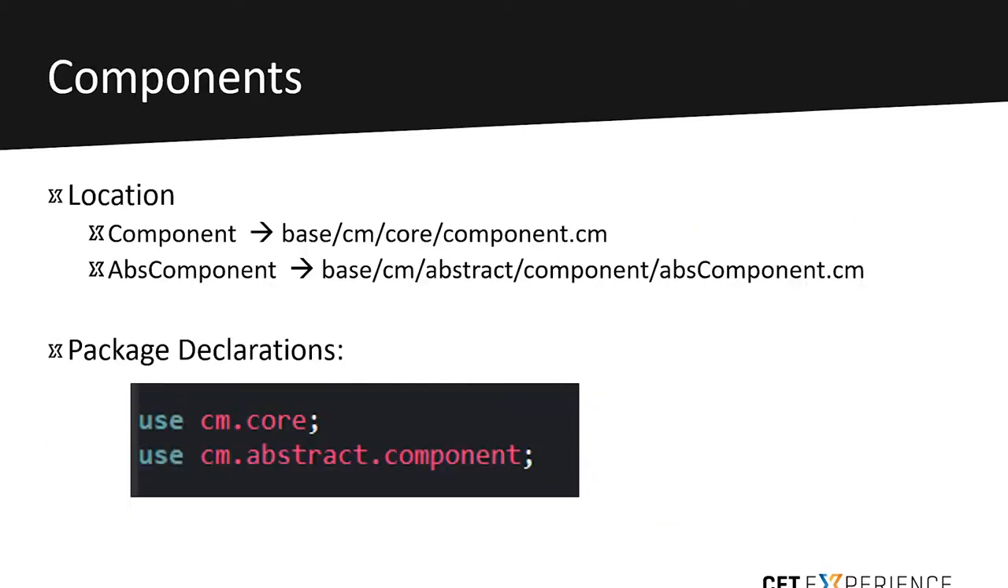So components, there's two primary component classes that you can consider at this point. Component, again, is a class that lives in core that extends directly from core object. There's also another class called abstract component that extends directly off of component, and that has a couple more things that we'll talk about in the next slide. So abstract component is actually in the CM abstract component package. So if you're going to be referencing that, you will need to add that to your package declarations.